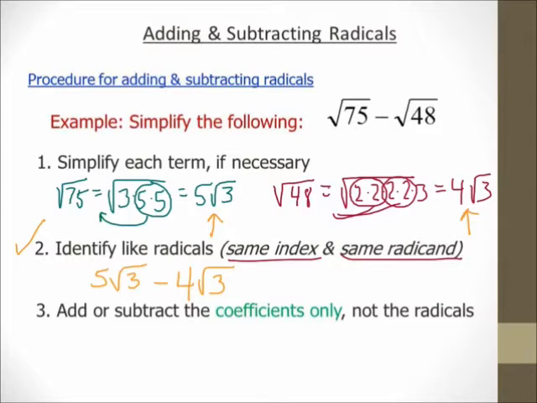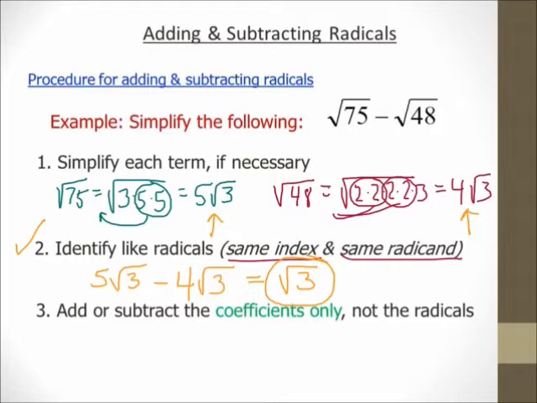Add or subtract the coefficients only. So you're almost going to treat this like it's 5x minus 4x. That would be 1x. So 5 square root of 3 minus 4 square root of 3 is going to be 1 square root of 3. And you don't need to write the 1. And there's your final answer right there.